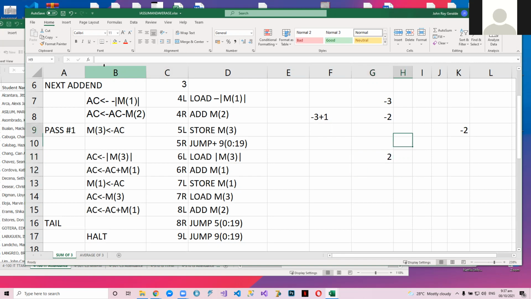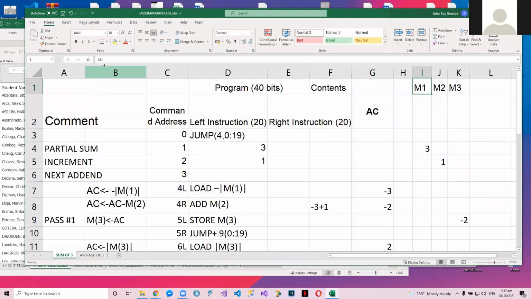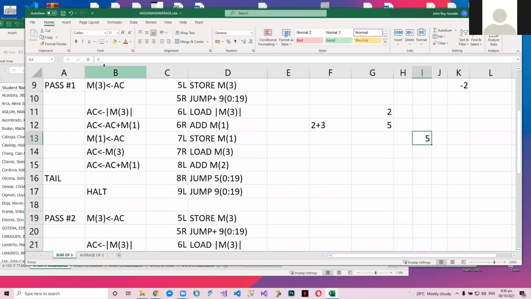Add M1. M1 is currently 3, so this will be what? This will be 2 plus 3. So this is our partial. This is 5, no? Which is our partial sum. Store M1, so we are going to store it here. So this becomes 5. This is M1. Okay. This is 5. Okay. Any questions so far? 5. Okay. M1 becomes 5 from the accumulator.